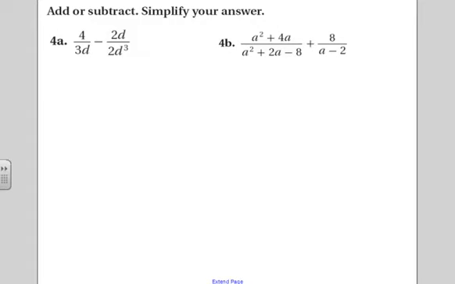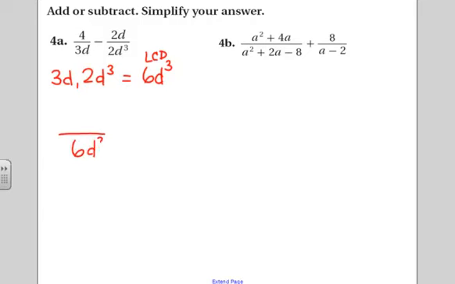So, take a look at your denominators, 3D and 2D cubed. I need the smallest number that both of those go into. So 3 and 2, the smallest number is 6. And then I need the smallest number of D's that both of them can go into. So this only has 1 D, the other one has 3. So that means the smallest is D to the 3rd power, or cubed. This is my LCD.